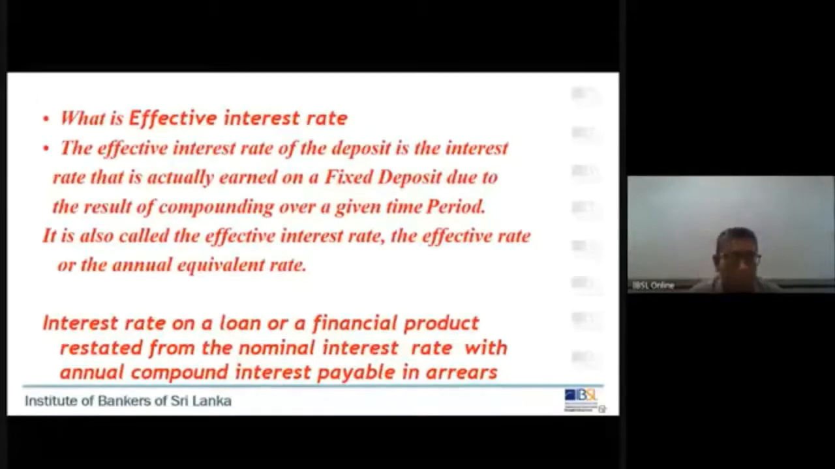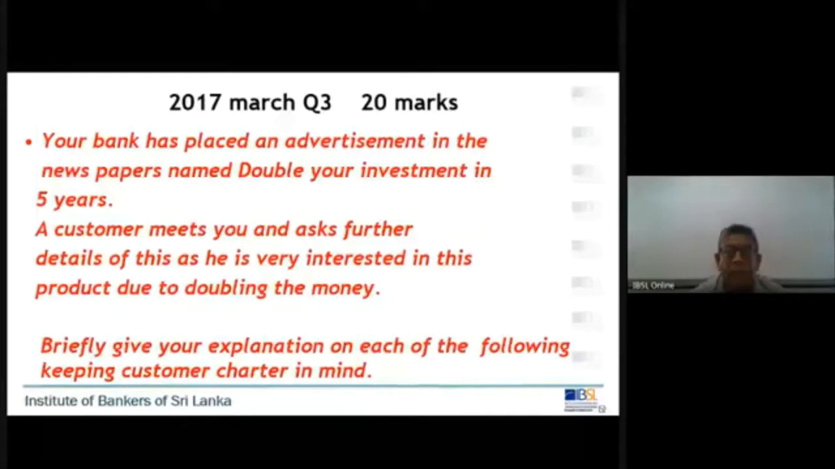Compulsory statements are there: wherever the bank advertises the interest rate, you need to mention the effective interest rate. For you to understand that, let me try to explain this concept through your past exam. This question is your 2017 March question number 3, 20 marks. Okay, let's read this question.